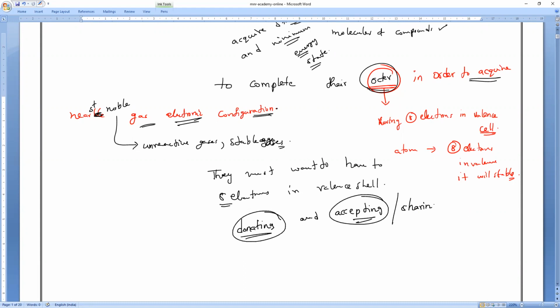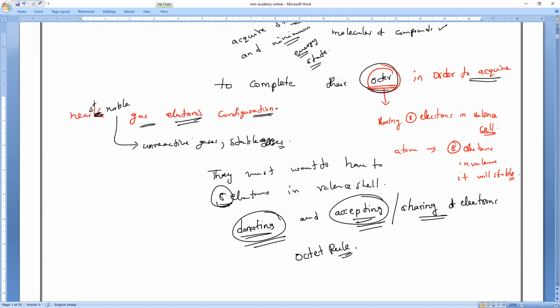And one more thing is there. What is that? By sharing of electrons, in non-metals. So by any of 3 ways, either donating, accepting or sharing electrons, they will obtain 8 electrons in their valence shell. What do we call that rule, everybody? Octet rule.